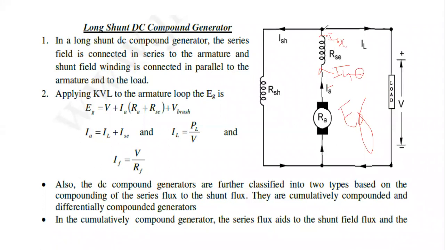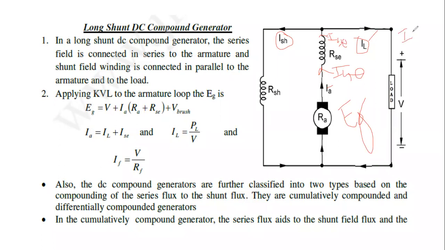At this point, the series field current is divided into two currents, ISH and IL. Why is it named ISH? The current flowing through the shunt winding is named ISH. The current flowing through the load is named IL. This is the ISC. Then we can write down the equations for those currents.